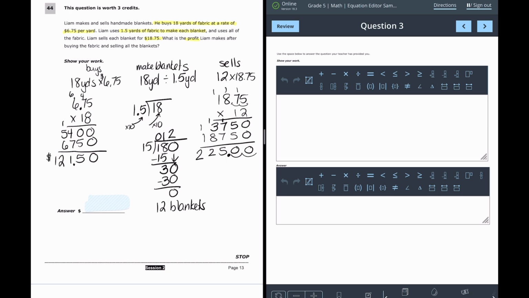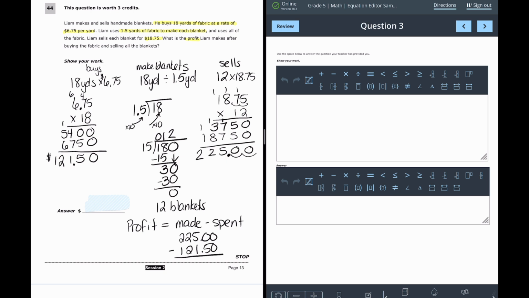Our final part was, we want to know the profit, which is pretty much what he made minus what he spent. So $225 is what he made minus $120.50, which is what he spent.